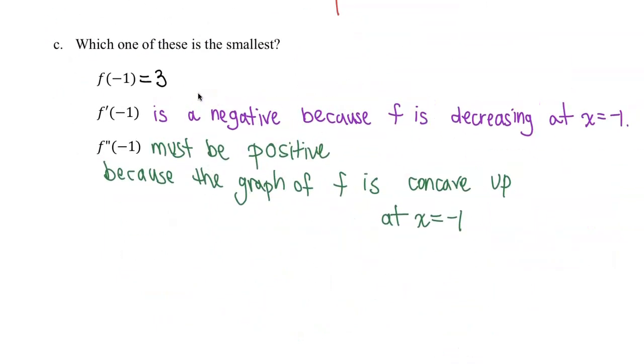Now let's see, which one of these is the smallest? 3, some negative number, some positive number. What's the smallest number out of a 3, a negative number, and a positive number? Well, the negative number has to be the smallest, right? So the answer is going to be f prime of -1, because it's the only negative number. 3 is positive, and some unknown positive number is also positive, and everyone knows that a negative number is always smaller than a positive number. So the smallest number is going to be f prime of -1.